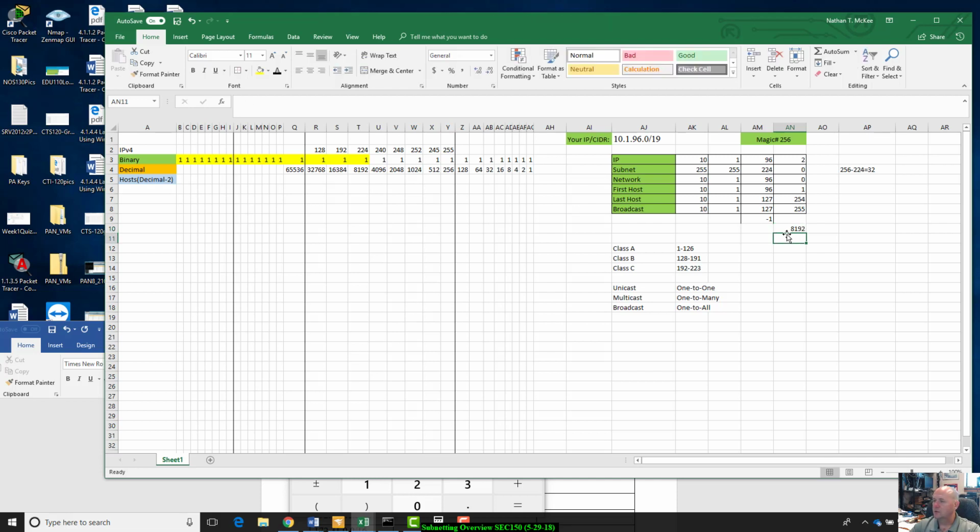So 8192 possible addresses, minus 2 for our network and broadcast, equals 8190 host addresses. All right, so there we go, 8190 possible addresses.